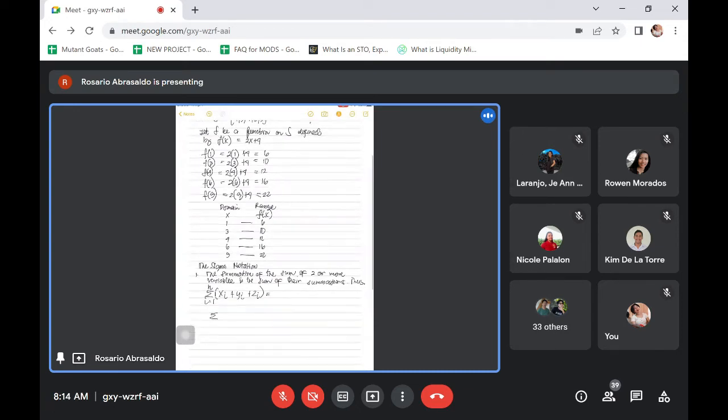So if you're going to expand this one, we are going to substitute. Or first, we're going to distribute one at a time. Okay, the sigma notation. So the summation of x sub i, where i is from 1 to n, plus the summation of y sub i, where i is from 1 to n, plus the summation of z sub i, where i is from 1 to n. It can be distributed by using the distributive axiom.